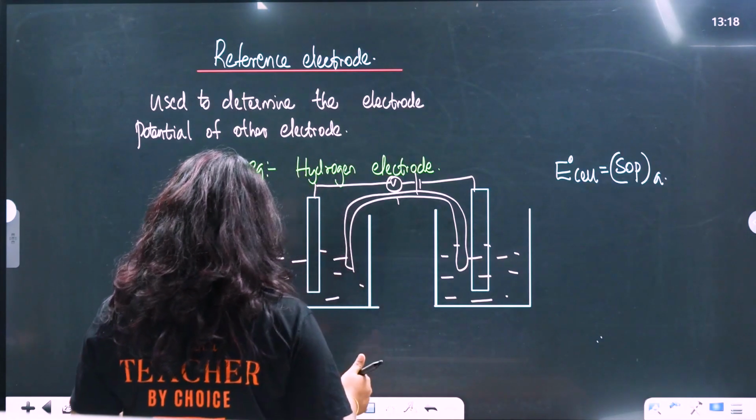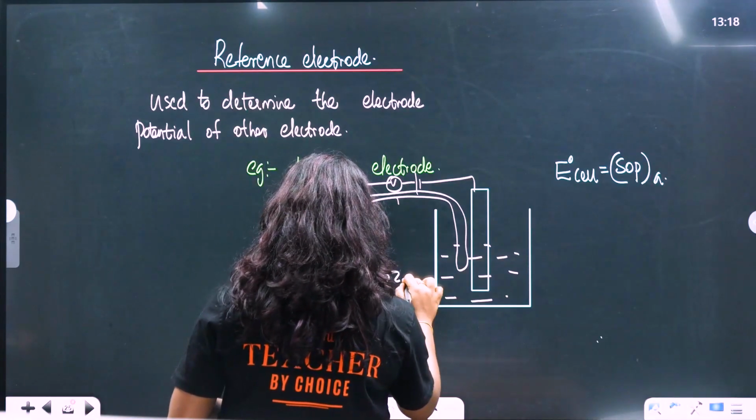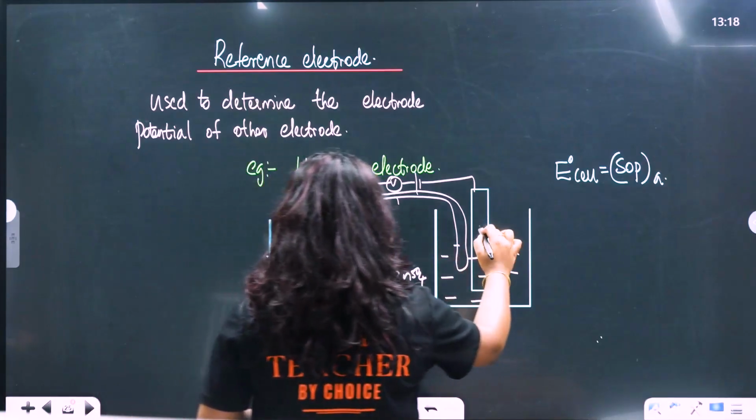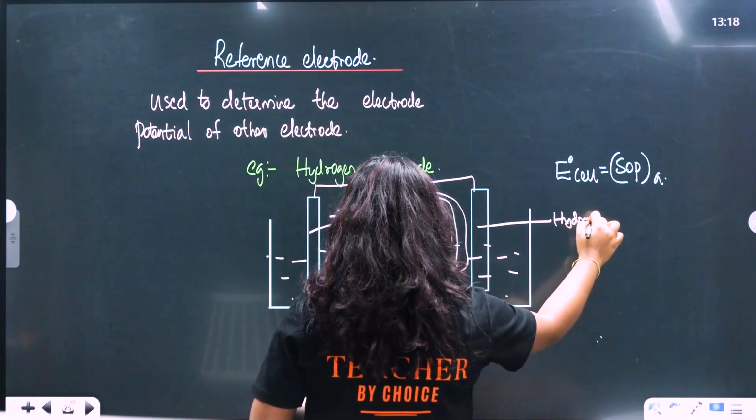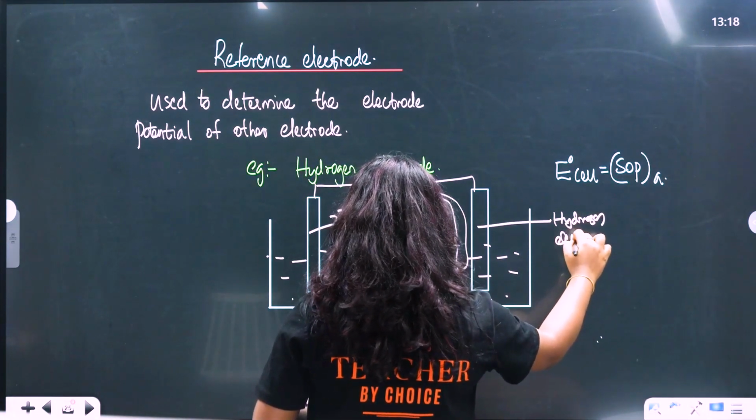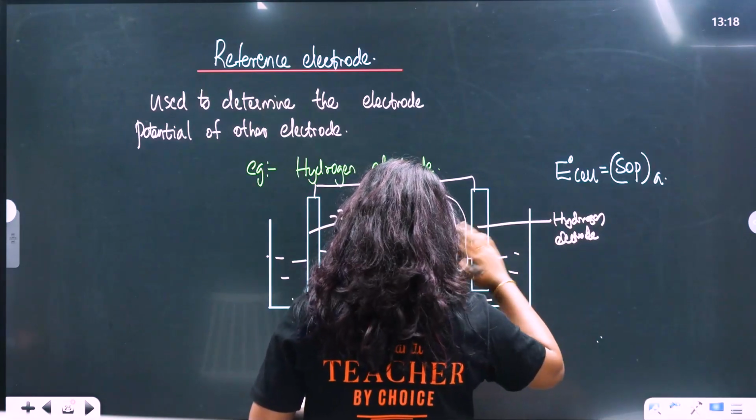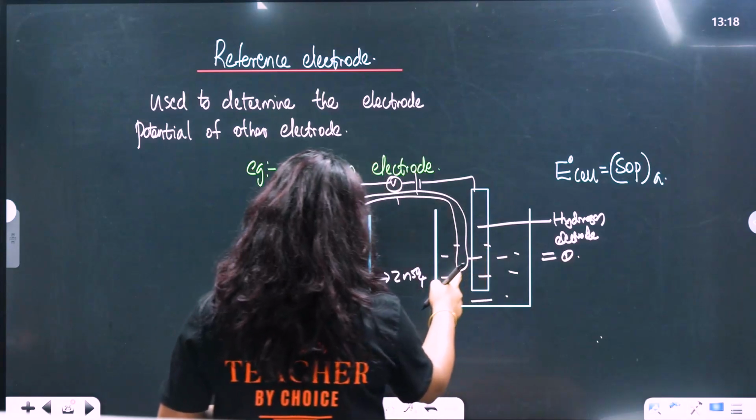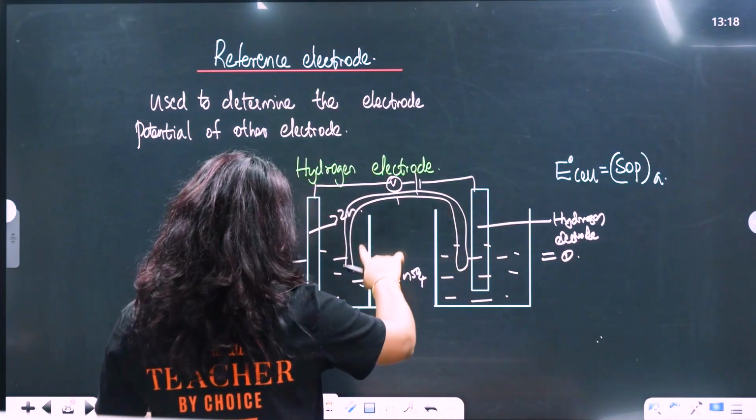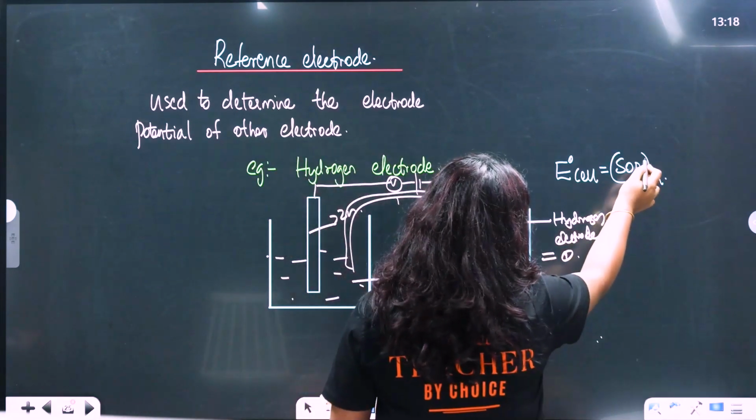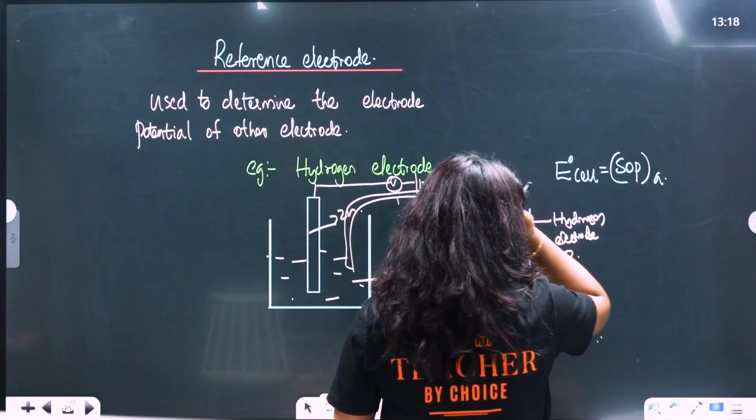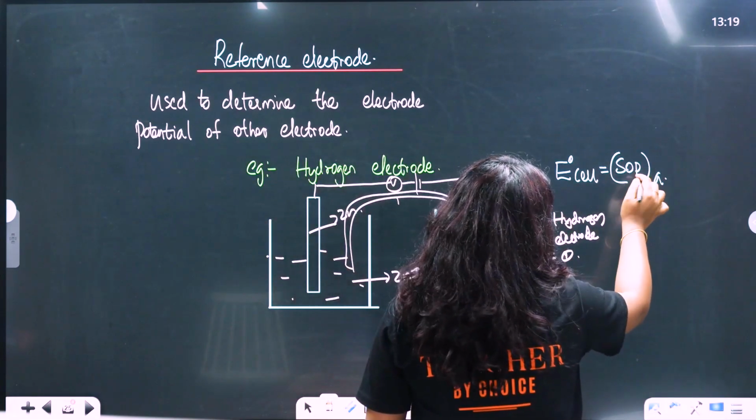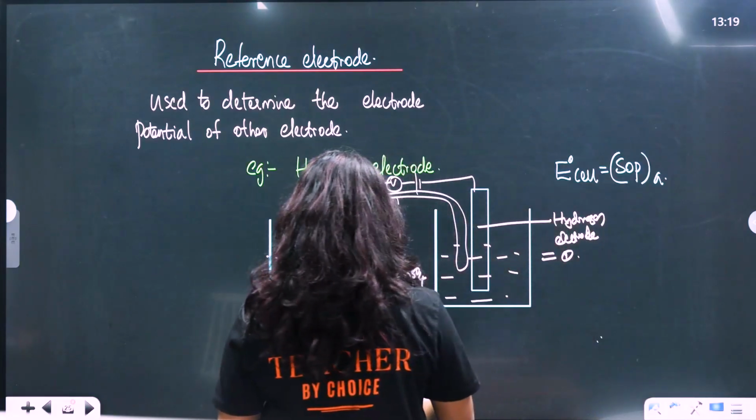For example, this is ZnSO4 with the Zn here, and this will be your hydrogen electrode. The hydrogen electrode value will be equal to the E naught cell, which is 0, so we cannot consider this one. So E naught cell is equal to the standard oxidation potential at the anode. I will discuss it with you.